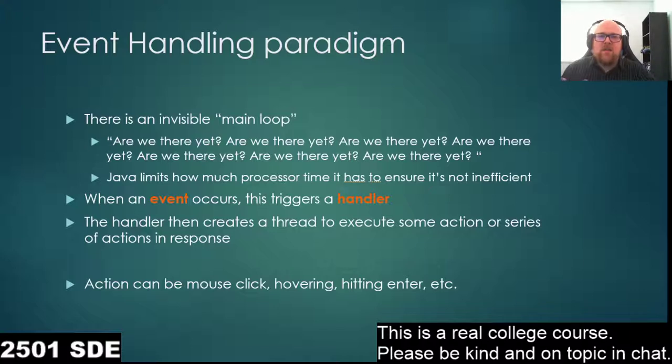They recognize this. There's an invisible main loop. We don't have to write this as programmers, but there's an invisible main loop that sits and says, hey, has an event happened yet? Has an event happened yet? Has an event happened yet? And when it does happen, like a kid in a car saying, are we there yet?